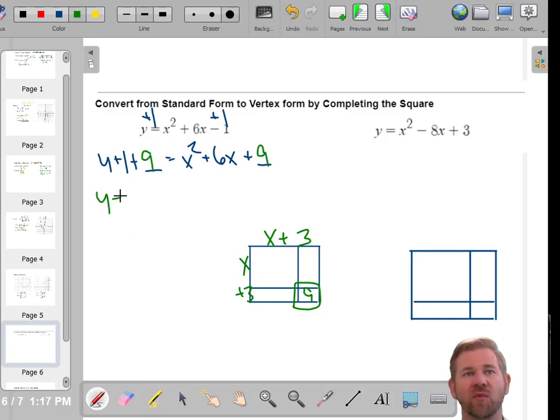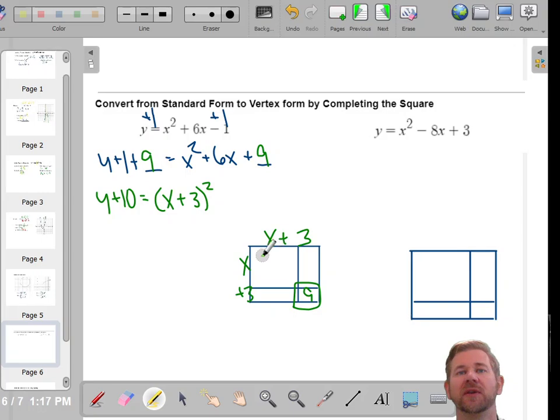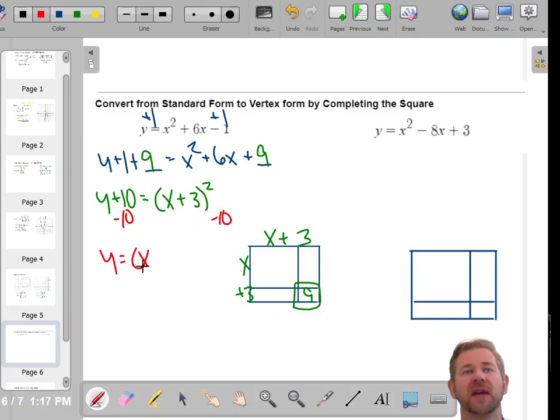On the left side now I have y plus 10, and on the right side I'm going to factor x plus 3 squared. But remember, you don't have to actually factor it. If you're drawing the picture, it's x plus 3 times x plus 3. So we just write it x plus 3 squared. And now the last thing, if you're trying to get it into vertex form, we're not solving here. We're just going to move this 10 back over. So now it's y equals x plus 3 squared minus 10. That is the vertex form.